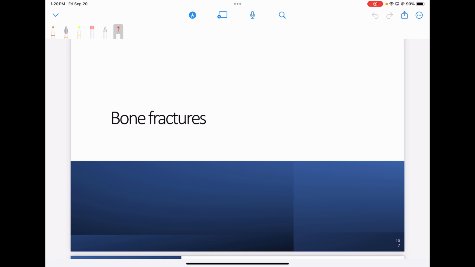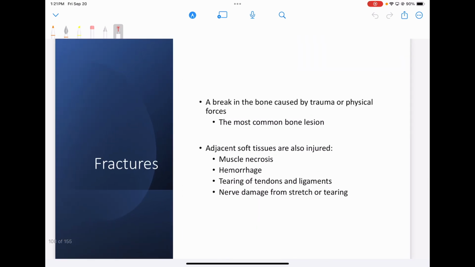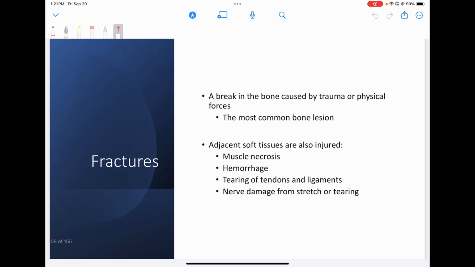So we dealt with metabolic diseases of the bone. Now let's deal with actual problems with the bone itself. We'll talk about bone fractures. Again, bones break due to trauma or physical forces. It's the most common bone lesion.